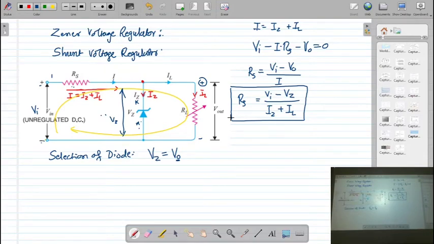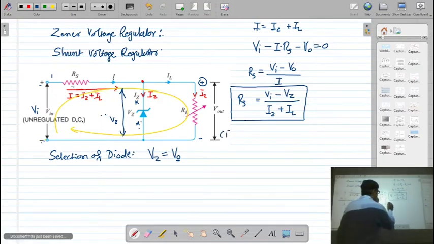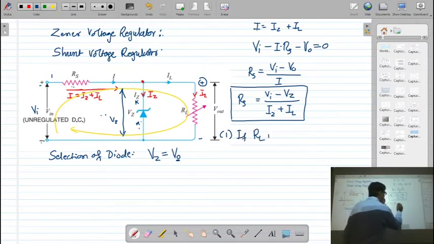Now let us see how this circuit is giving a constant output voltage if I change the load resistance or if I change my input voltage. So here we take the first case, that if RL is variable.